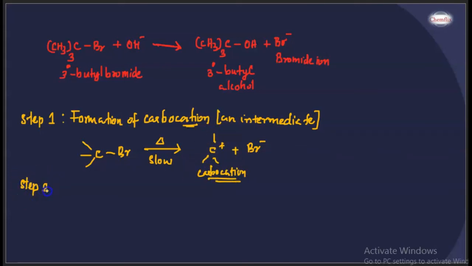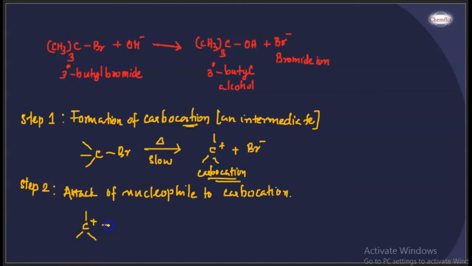And in step 2, attack of nucleophile onto the carbocation. I will show you. So this one is our carbocation, positive charge, plus our nucleophile. Nucleophile is an electron rich species, so negative charge is here, and this one is a fast reaction, and you will get this nucleophile attached to this carbon atom.